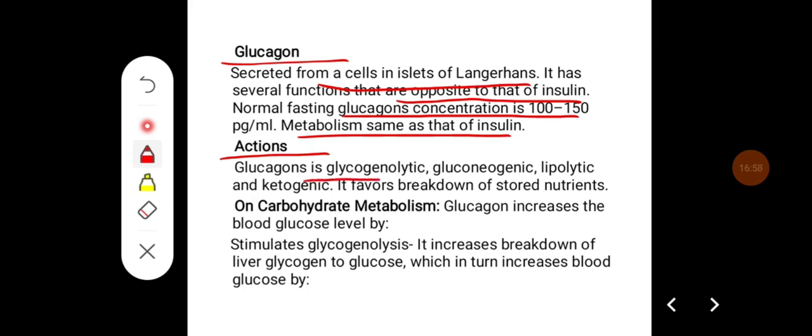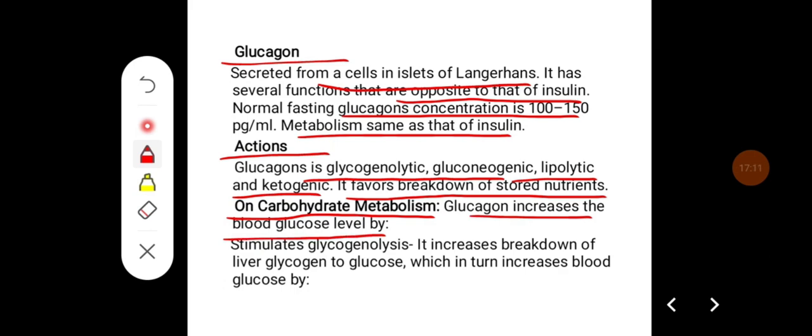If you see the actions of glucagon, glucagon is glycogenolytic, gluconeogenic, lipolytic, and ketogenic. It favors breakdown of stored nutrients. On carbohydrate metabolism, glucagon increases the blood glucose level by stimulating glycogenolysis, where it increases the breakdown of liver glycogen to glucose.